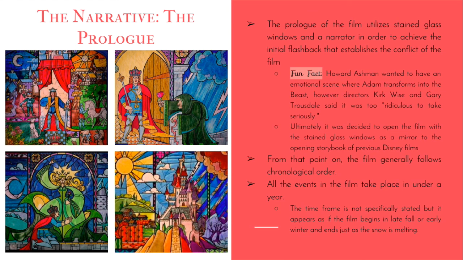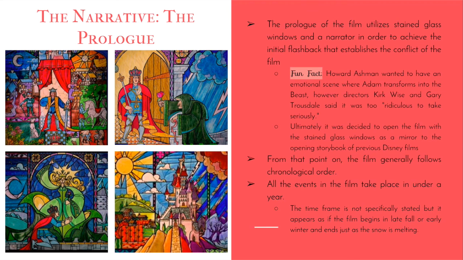So, fun fact, Howard Ashman wanted to have a scene where you see Prince Adam transformed into the Beast, but the directors felt it was too ridiculous and really cheesy. So, instead, they chose the stained glass. They felt that the stained glass was a mirror pun, haha, to the opening storybooks of previous Disney films. So from that point on, the film is generally in chronological order.